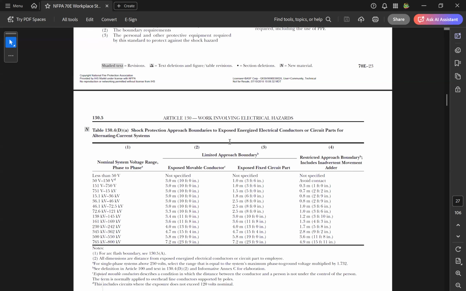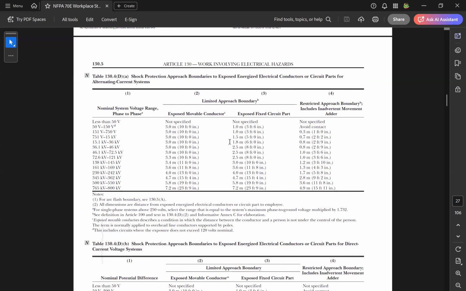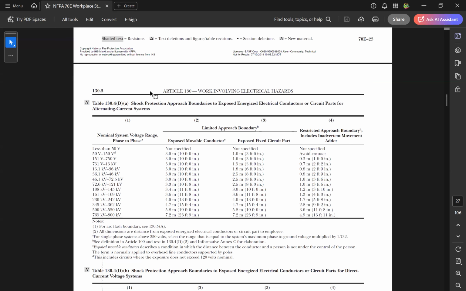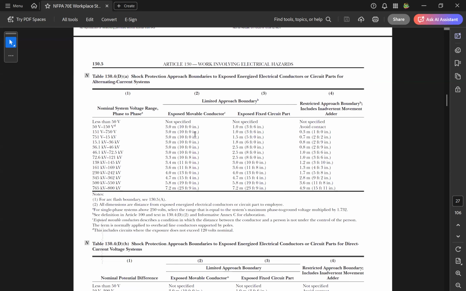So I want to thank you guys for joining me for the brief period where we just covered host and contract employer responsibilities and covering limits and approach boundaries on Tables 130.4(D)(a) and 130.4(D)(b) for your alternating current systems and direct current systems. Thank you again for joining.